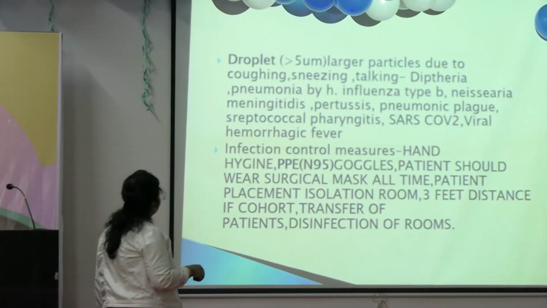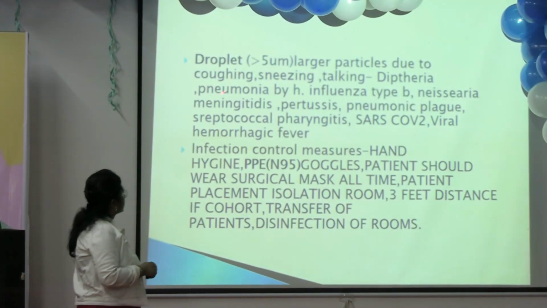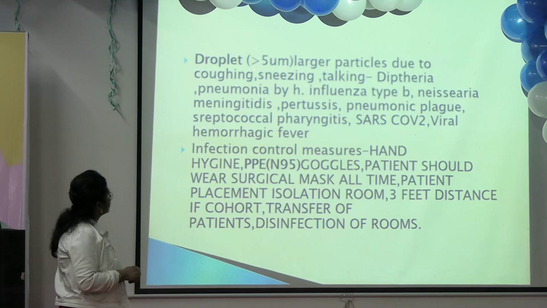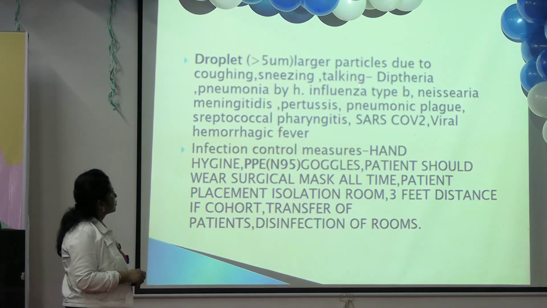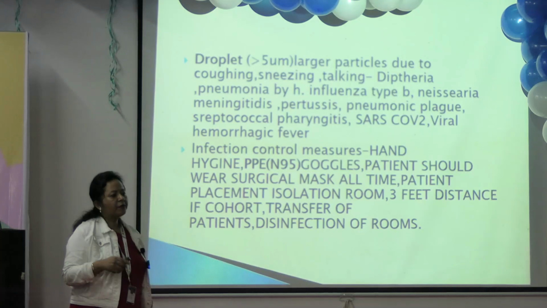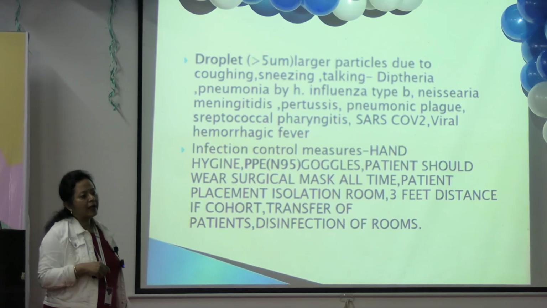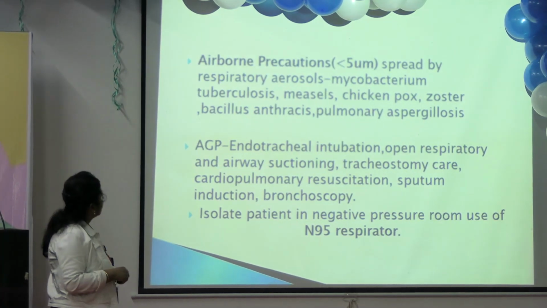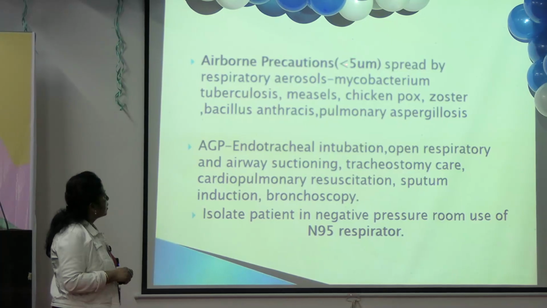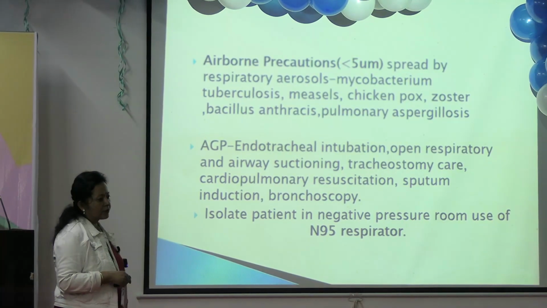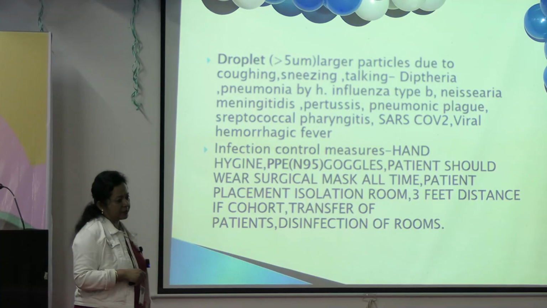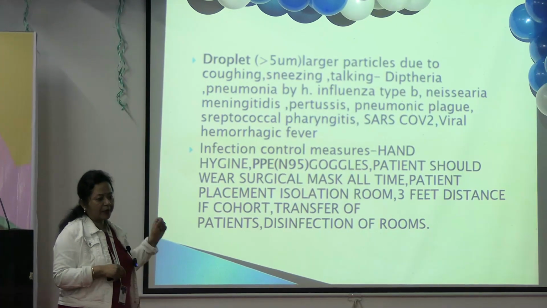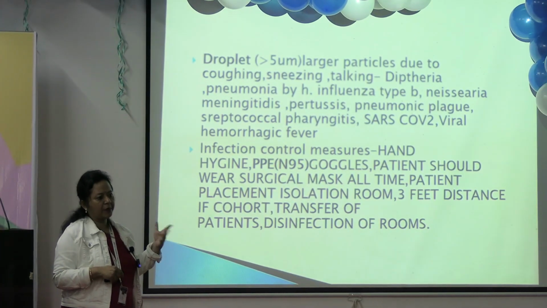Now is droplet precautions. Droplets are larger particles, more than 5 μm, due to coughing, sneezing, talking. Okay. Difference between droplet and aerosol or airborne precaution is what? Airborne is less than 5 μm, and droplets are more than 5 μm. This is the only difference. These are bigger particles when the patient is sneezing, coughing.